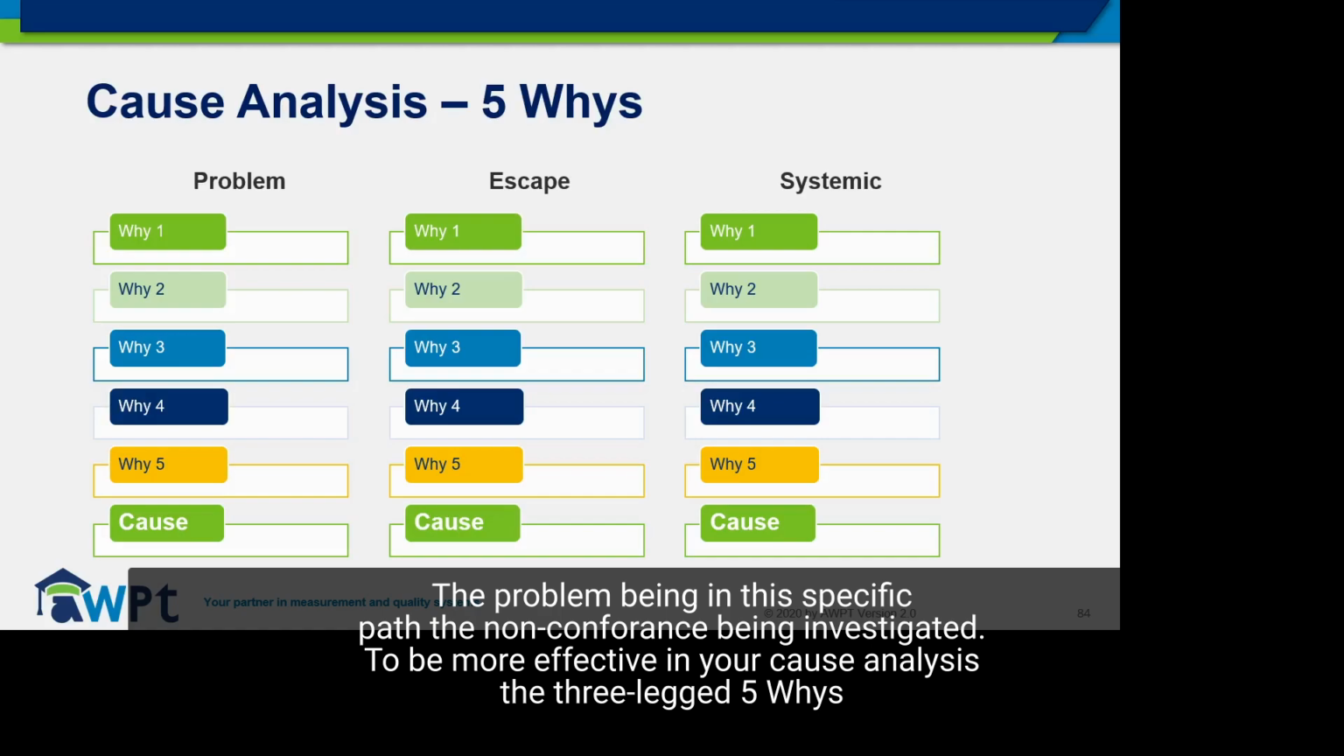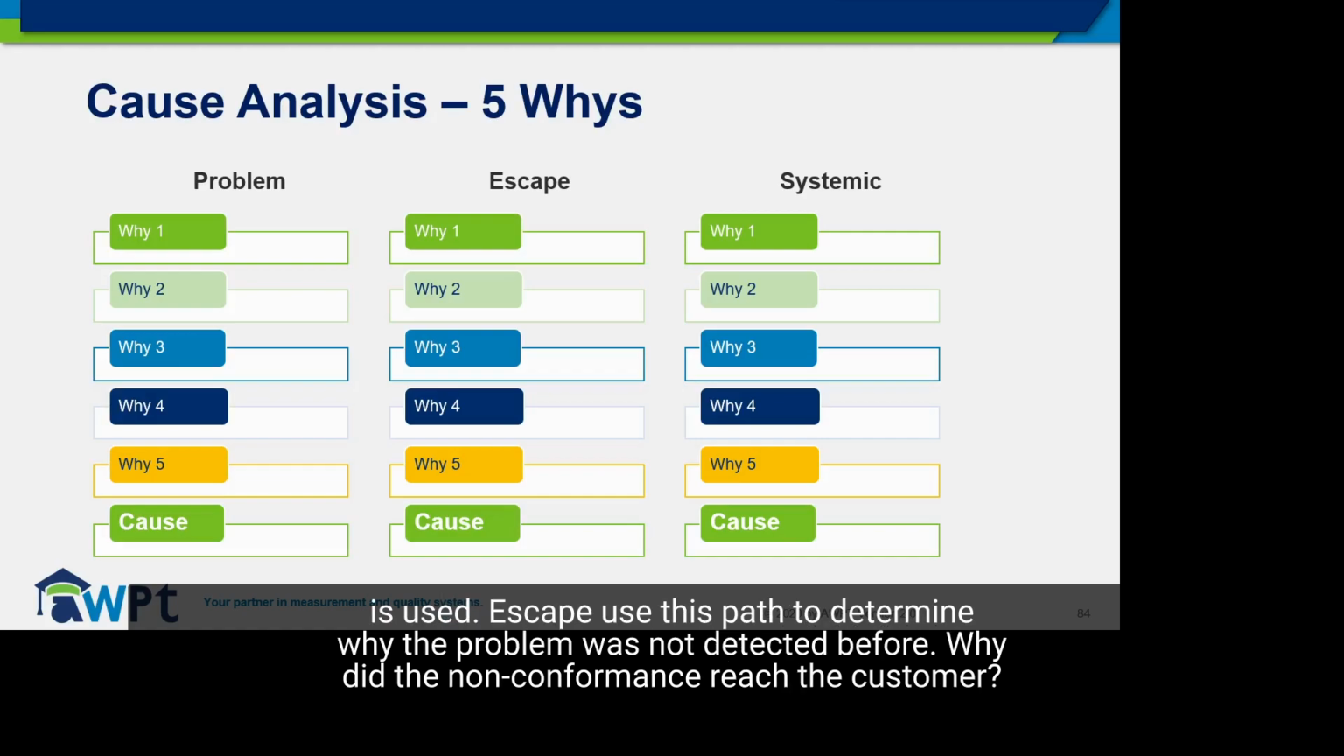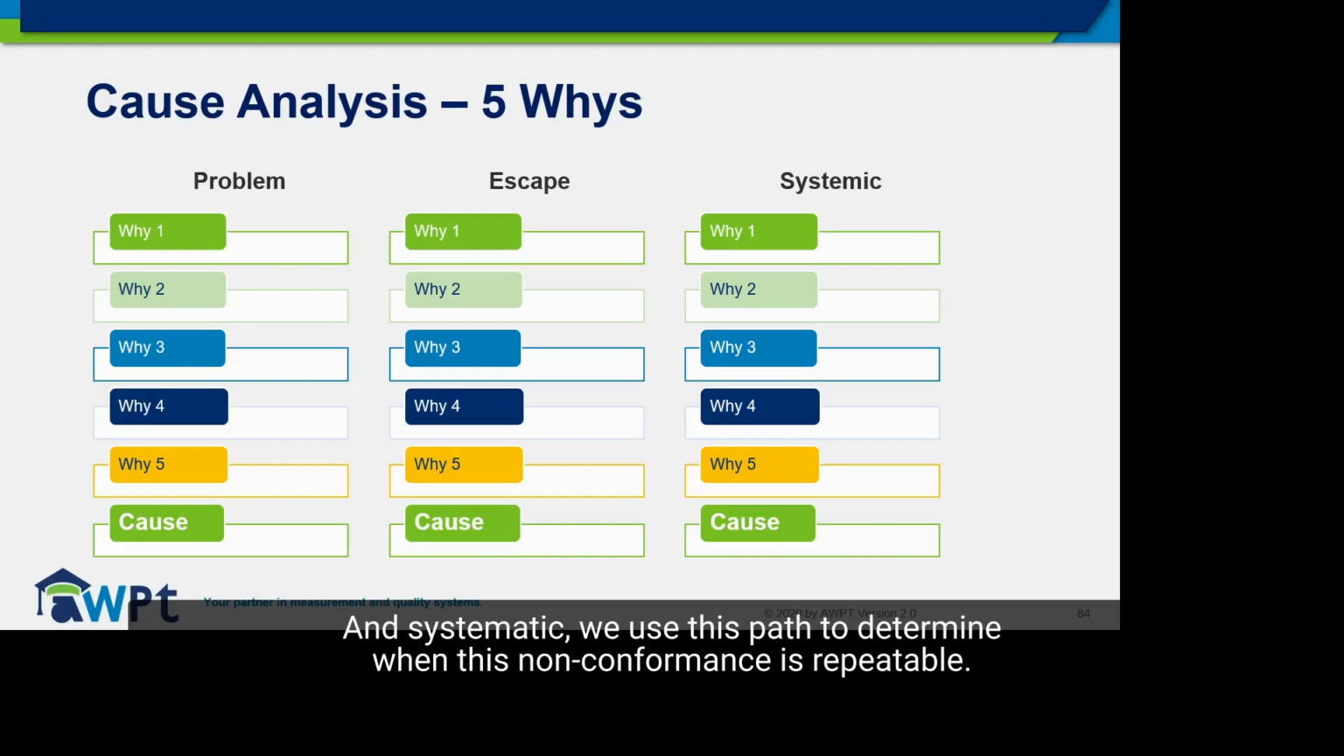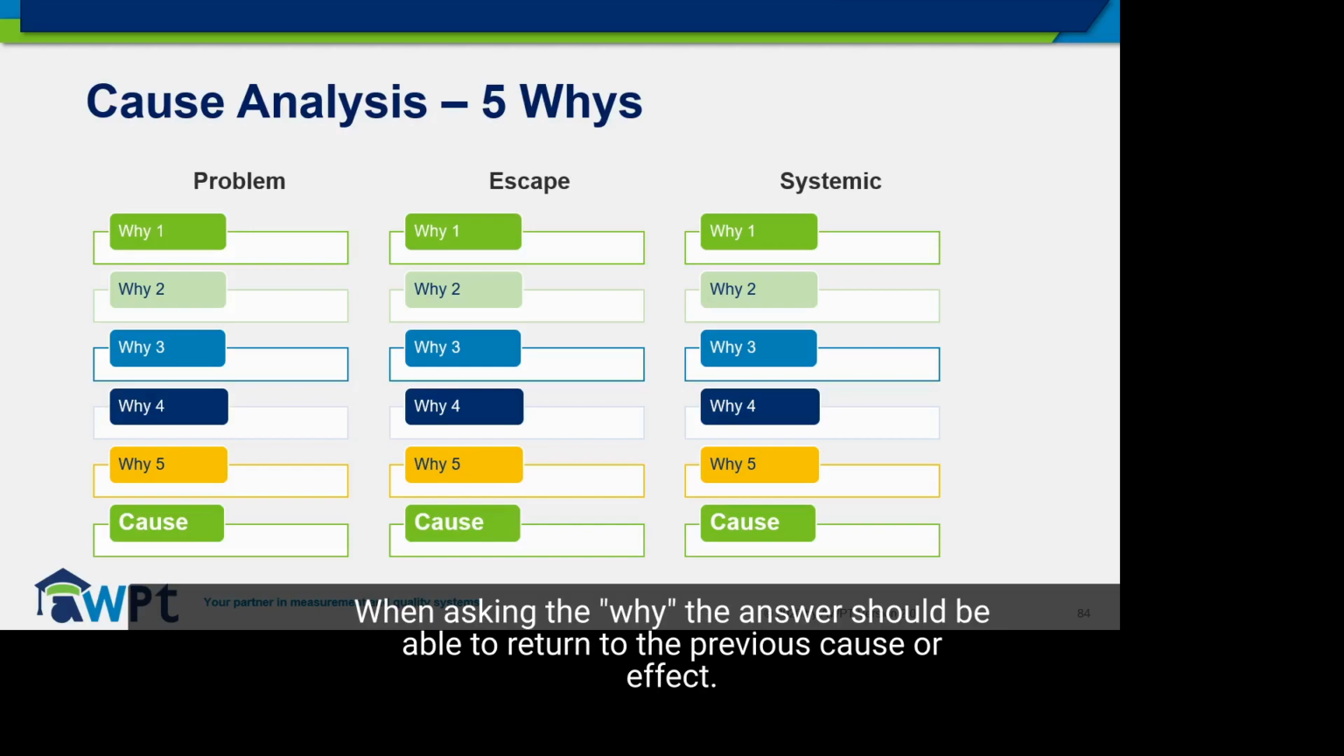To be more effective in your cause analysis, the 3-legged 5 whys is used. Escape: use this path to determine why this problem was not detected before. Why did the nonconformance reach the customer? And systematic: we use this path to determine when this nonconformance is repeatable. When asking the why, the answer should be able to return to the previous cause or effect.